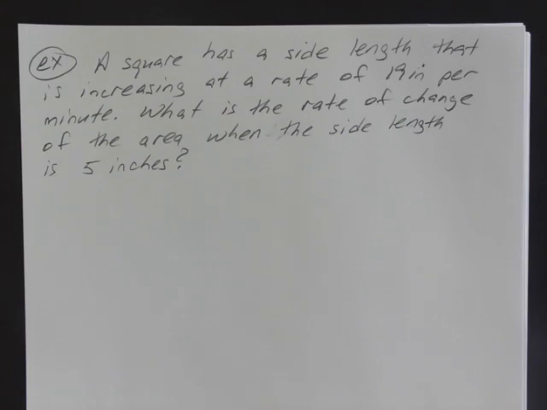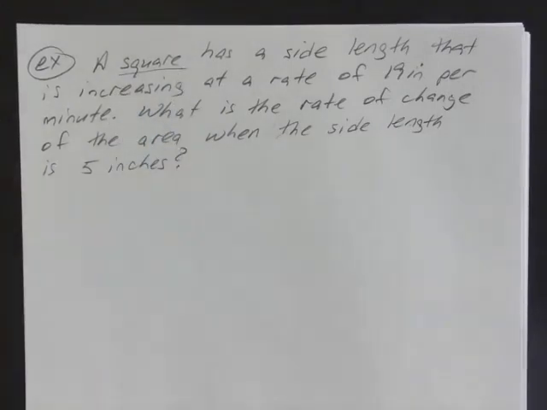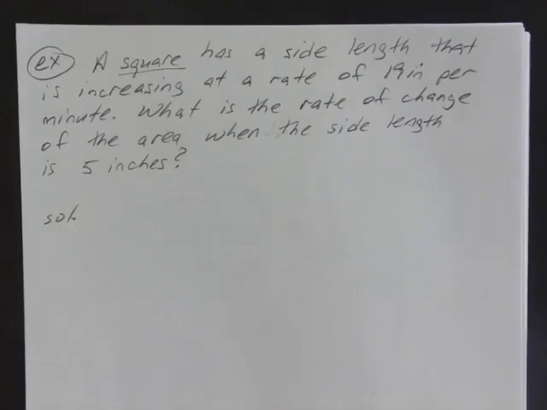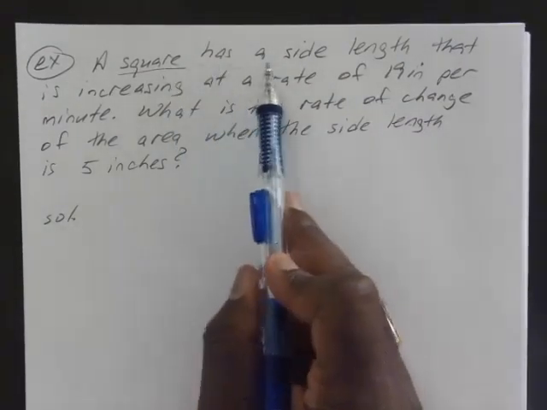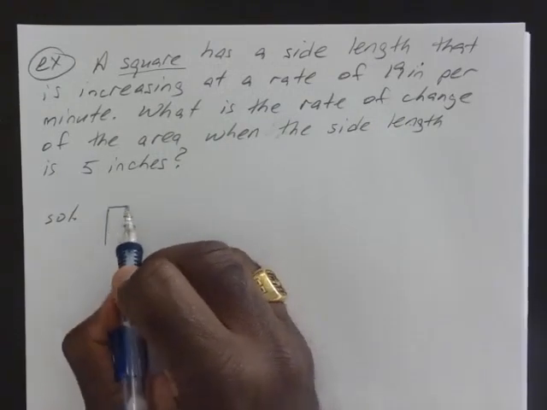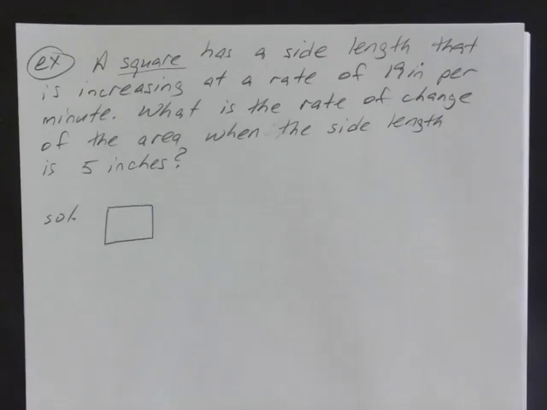Okay. So again, they did not give us a primary equation to work with, but they gave us everything we needed to figure out what the primary equation is. First, we know that we're dealing with a square. And even though they said the square has a side length that is increasing, the one thing about a square is that all the sides are the exact same size.